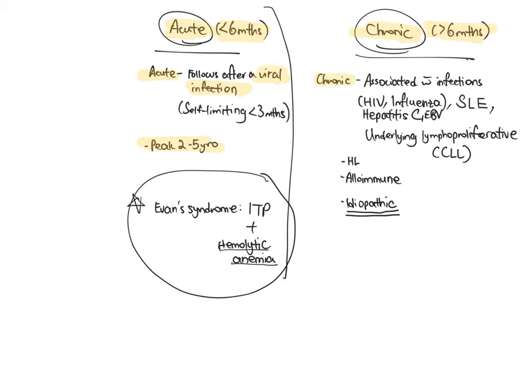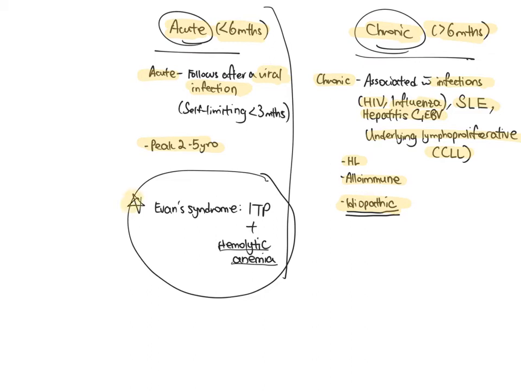For chronic ITP, it is associated with certain conditions like infections, HIV, influenza, hepatitis C, and EBV, SLE as well, and underlying lymphoproliferative disorders could result in the generation of antibodies against the platelets. Other conditions like Hodgkin's disease, alloimmune, so after a transfusion of platelets, when you receive platelets from someone else, you could potentially develop antibodies against the platelets because your immune system recognizes it as foreign. It could also be idiopathic as well, which means there's no underlying association or cause found.